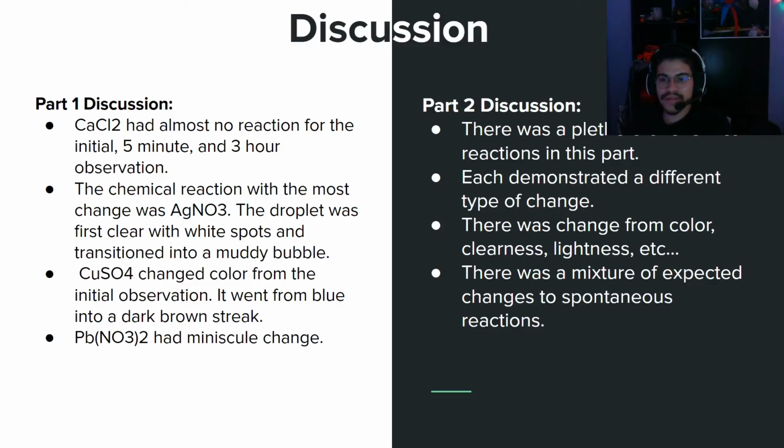Part 2 discussion. There was a plethora of chemical reactions in this part. Each demonstrated a different type of change. There was change from color, clearness, lightness, etc. There was a mixture of expected changes to spontaneous reactions.